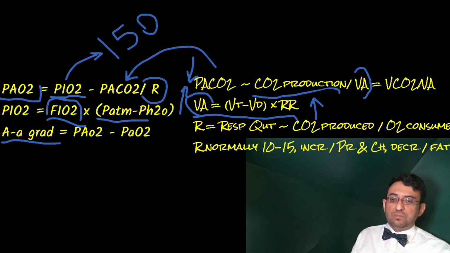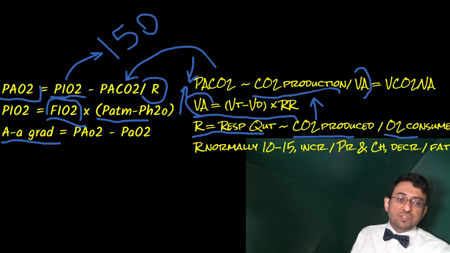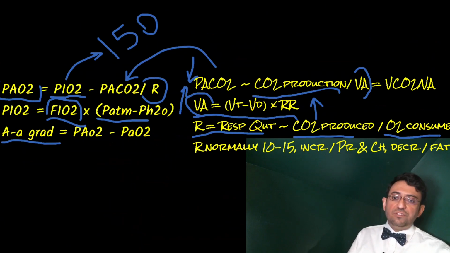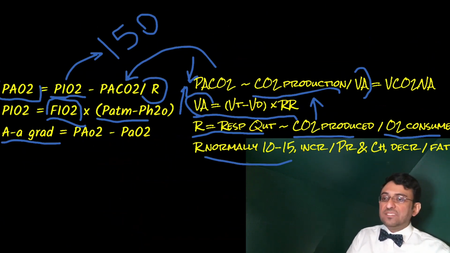Remember, this is respiratory quotient. It's directly proportional to CO2 production and inversely proportional to oxygen consumption. In addition to that, you need to know R normally lies within 0.8 to 1.0. It's increased by protein and carbohydrate diet, and its value is decreased by fat diet.